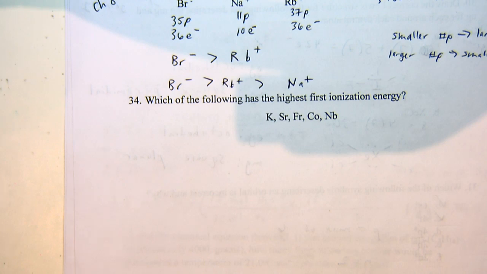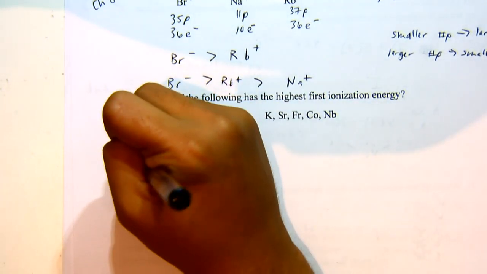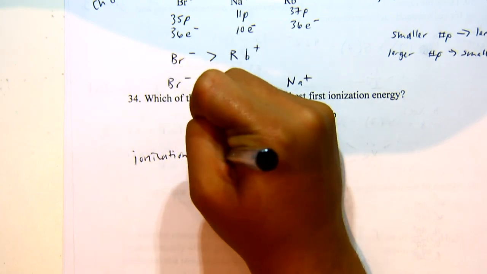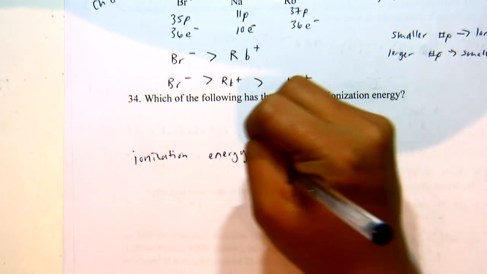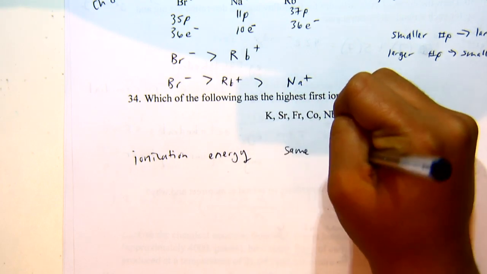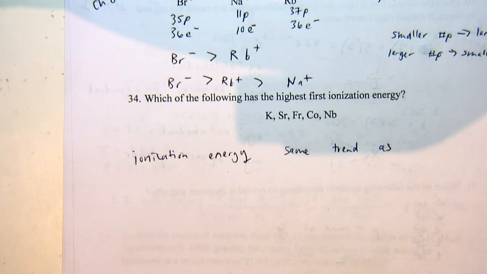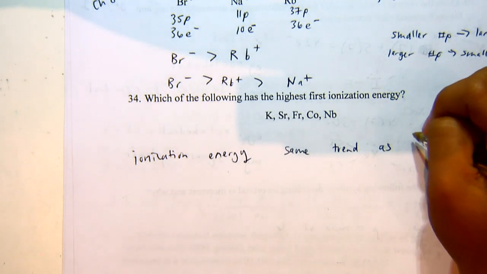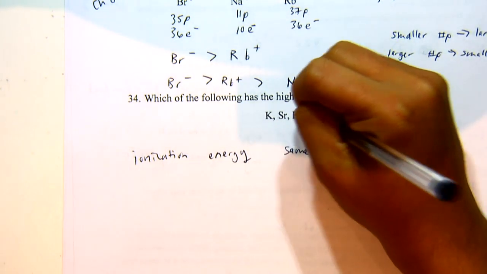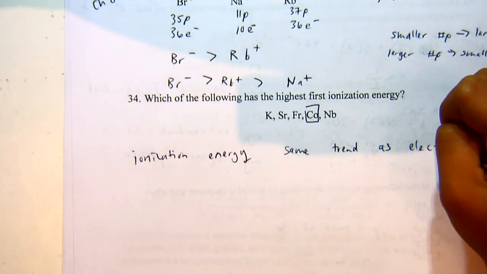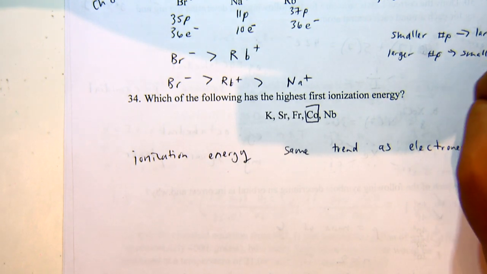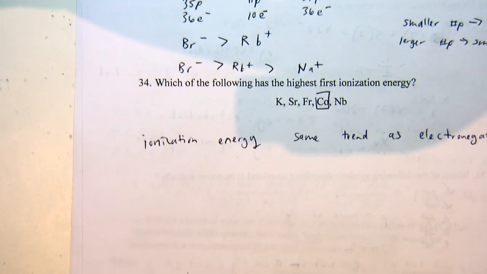And now for this last problem, that would just be using what you know from the trends for ionization energy. Ionization energy follows the same trends on the periodic table as electronegativity. So we know that cobalt is going to be the one on the most upper right, so this would have the highest first ionization energy. Electronegativity. Great. So that concludes the review.